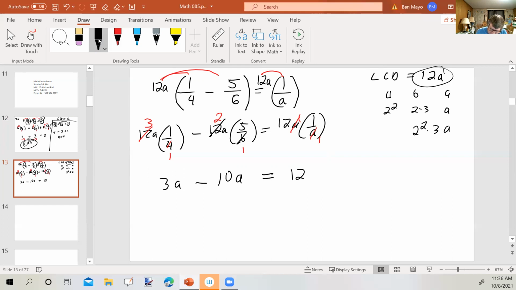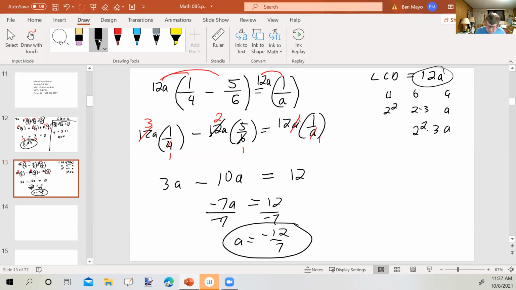Simplifying, combining like terms on the left side of the equation, 3a minus 10a is negative 7a. So negative 7a equals 12. And then dividing both sides by negative 7, a equals negative 12 over 7.